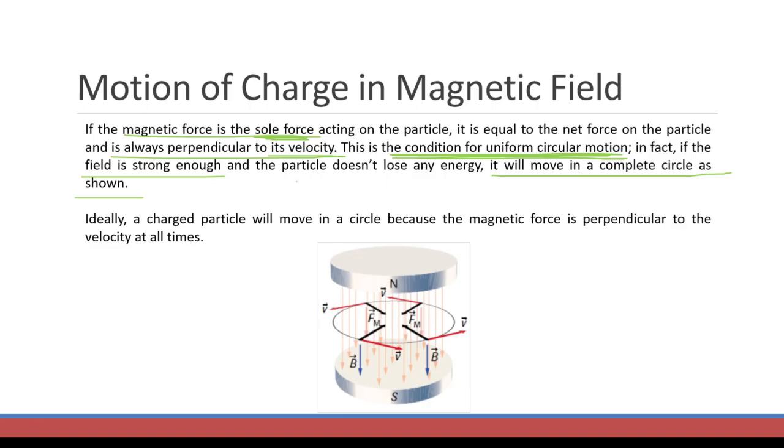Ideally, a charged particle will move in a circle because the magnetic force is perpendicular to the velocity at all times. And so we get exactly what we were looking at before with our uniform circular motion, except we now have a magnetic force as the one pointing to the center. We have our familiar velocity vector, and we just have a magnetic field going on now. And notice how it's perpendicular to the v.